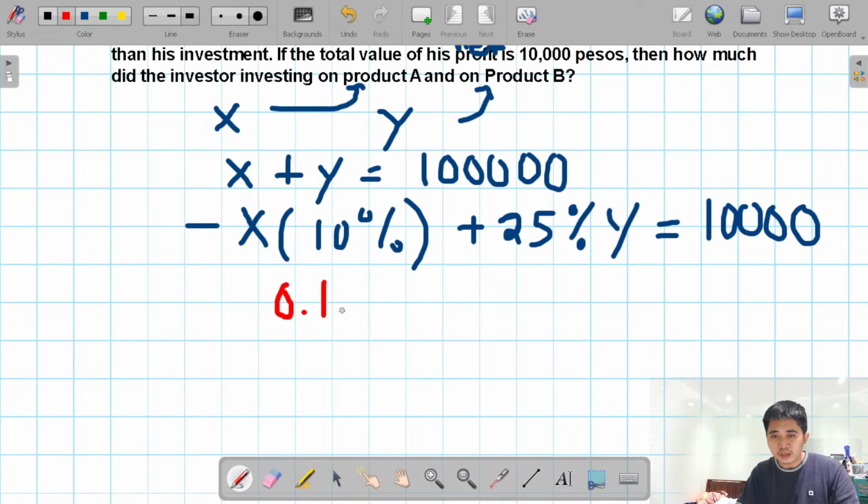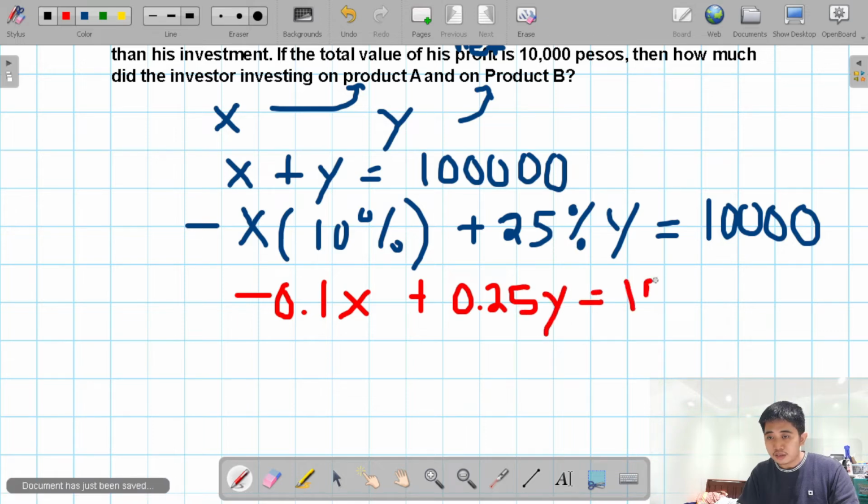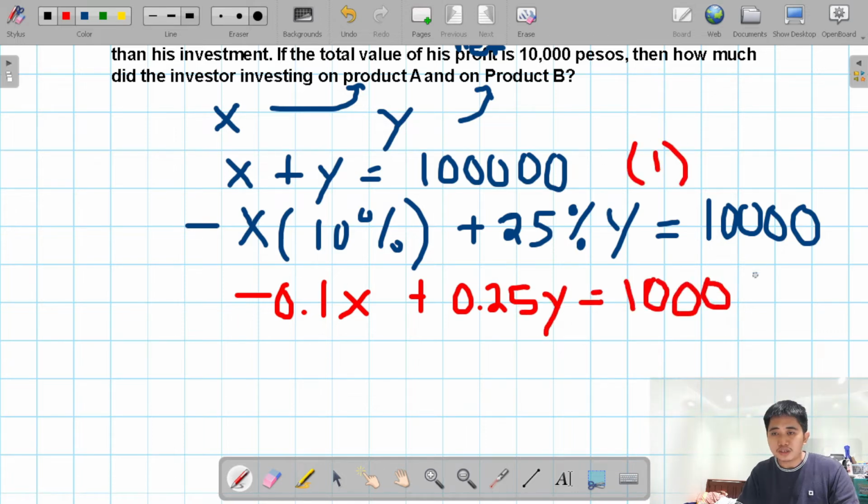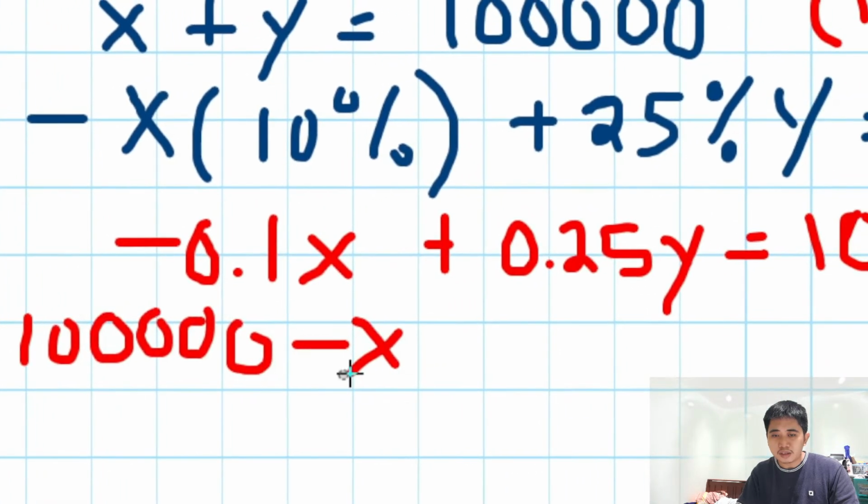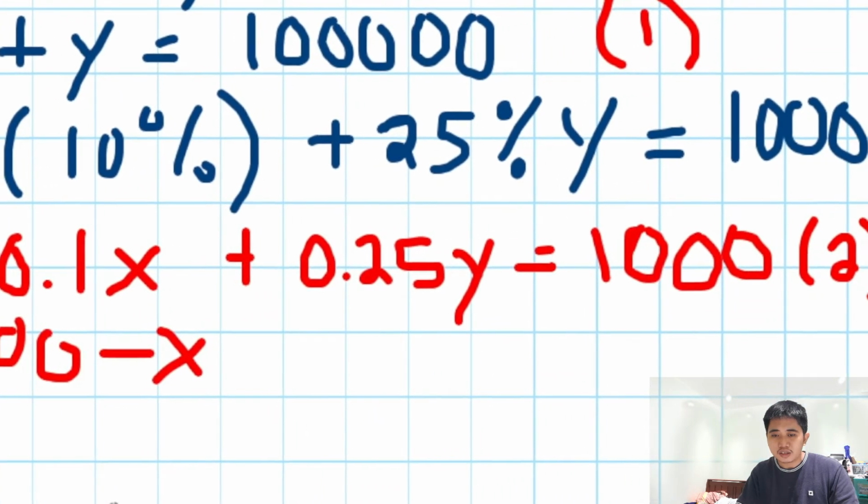10% is just 0.1x, so negative 0.1x plus 0.25y is equal to 1,000. We have two equations now. I'm going to get the value of y in terms of x. So y is equal to 100,000 minus x, and I'm going to substitute this value into this equation.